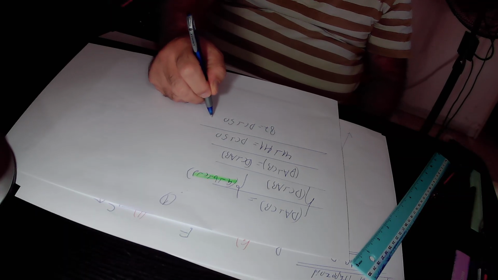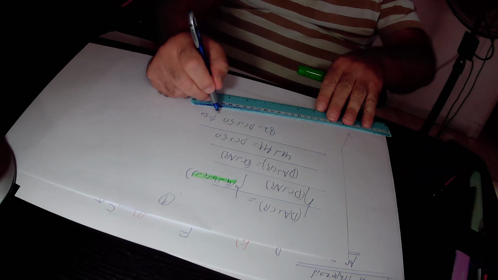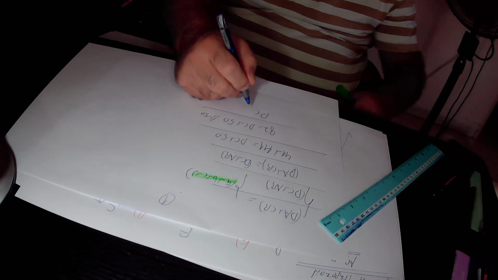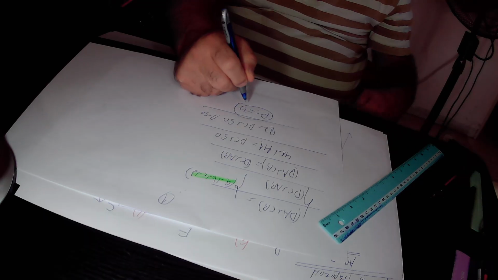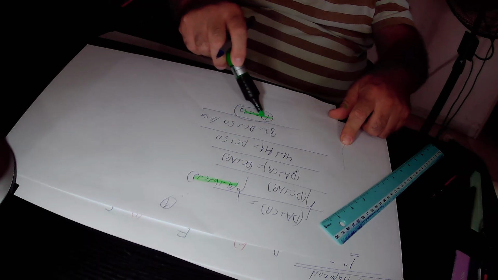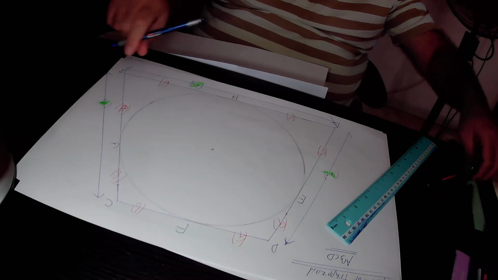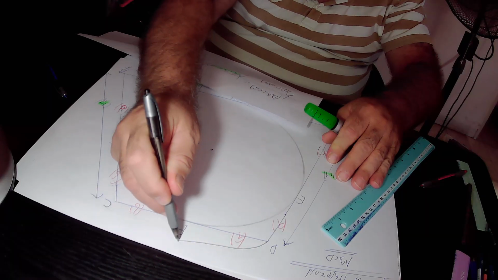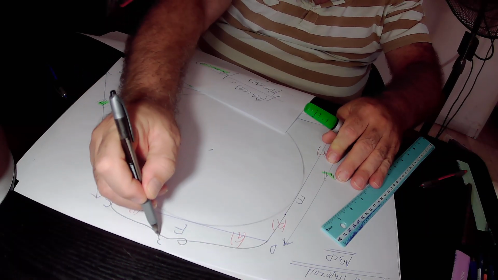Here we subtract 50 from this equation and finally get that the missing side DC is equal to 82 minus 50, which is 32. So the missing side DC equals 32 units in length. This is the missing side DC. It equals 32 units in length.